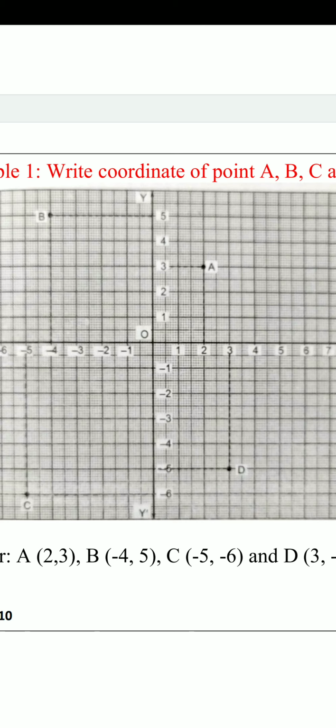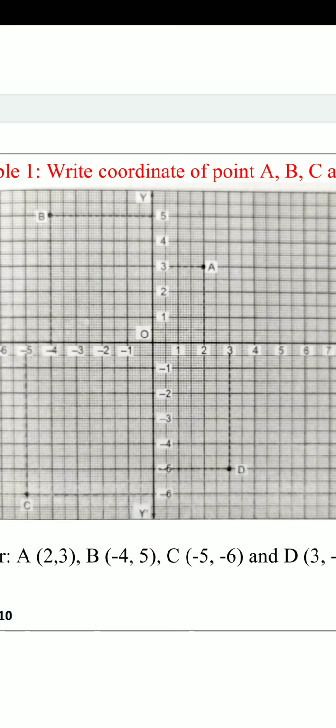Point B, observe where it lies. It lies in the second quadrant. So the distance of point B from the y-axis is minus 4 units. Why minus 4 units? Because we are measuring in the negative direction. The distance of point B from the x-axis is 5 units, because we are measuring in the positive direction upward. So its coordinates are (-4, 5).